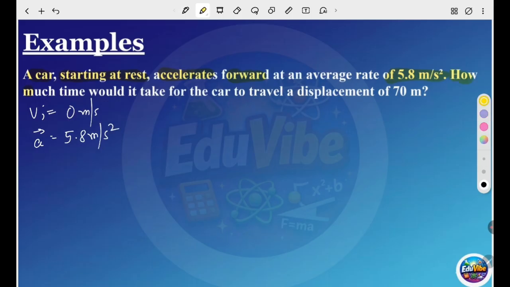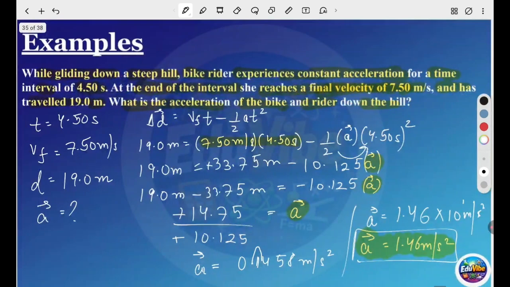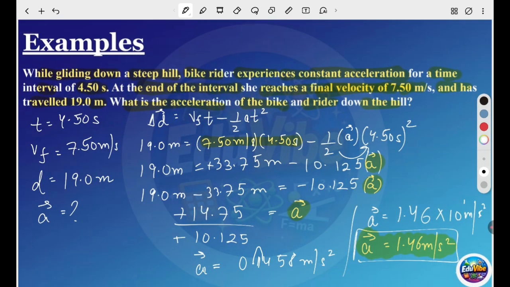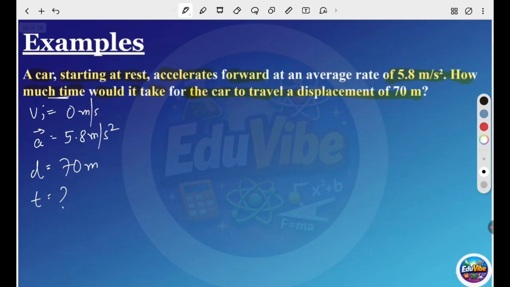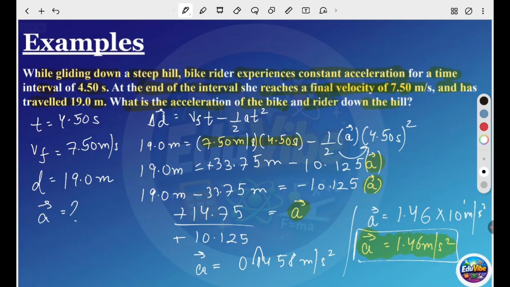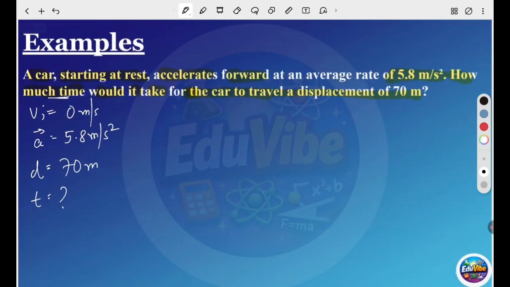Then how much time would it take for the car to travel a displacement of 70 meters? So they gave us D, which is 70 meters, and they want how much time. So we have to find the time for this. We have the same things given as in the previous question, but this time we have the initial velocity and here we have the final velocity given. So the question is the same, we have to find the time.